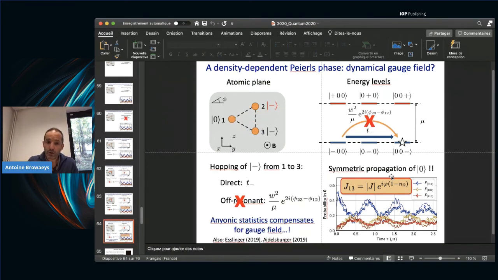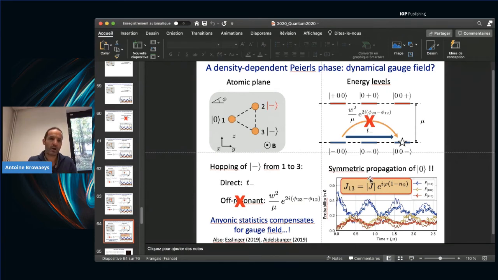I will not say much here, but you can re-express everything I've told you in terms of a 0 excitation, the 0 being now the excitation, and it turns out that you can interpret the 0 excitation as carrying anyonic statistics in this context, this anyonic statistics being given by phi.